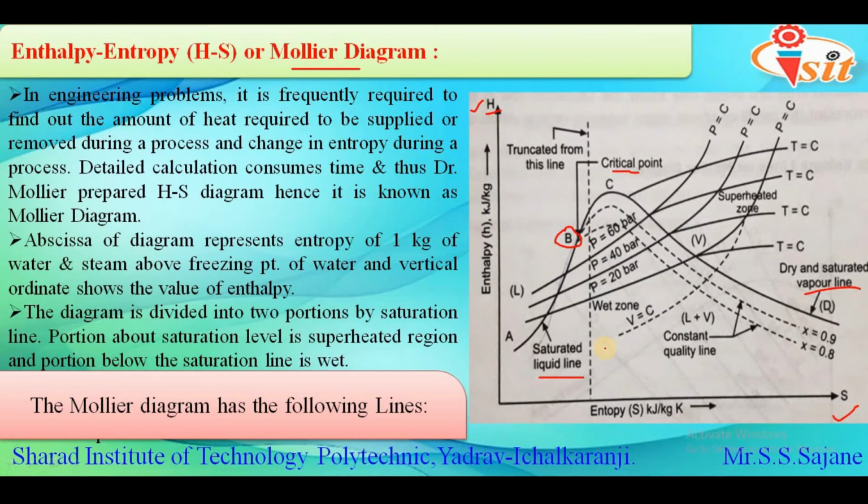Now if we consider all the different lines which are present in this diagram, then if I try to explain all these lines in the same diagram, then it will be difficult to identify or to remember what is the representation of each line. So I have separated all these lines so that we can study each and every line one by one. So let's see what all those lines are present in this Molier diagram one by one in further slides.